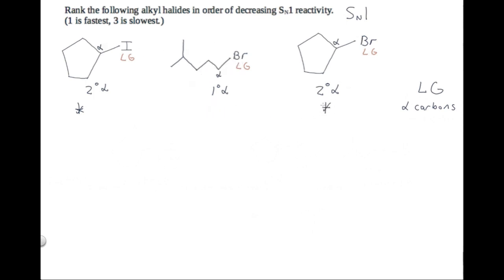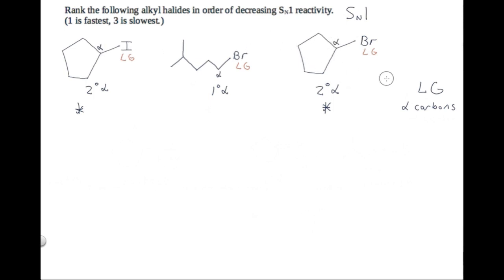Instead, here's a good comparison. Let's compare the first molecule and the third molecule. These only differ in one way. The only difference between the first and the third molecule is their leaving groups. They have the same alpha carbon. So since there's only one difference between the first and the third molecule, those are good ones to compare.